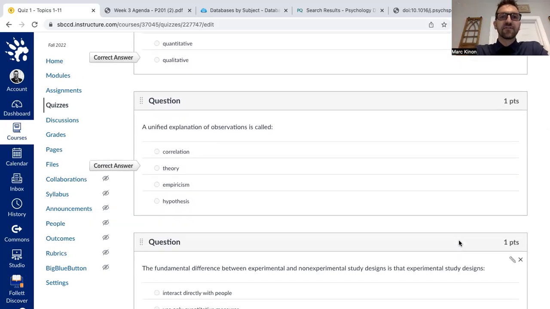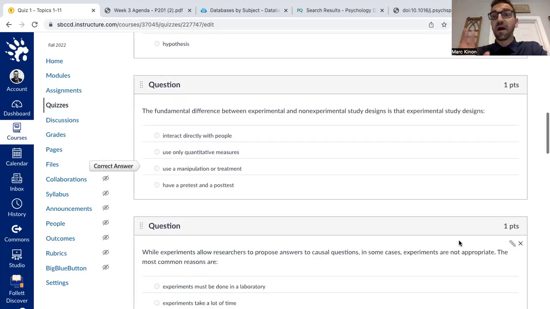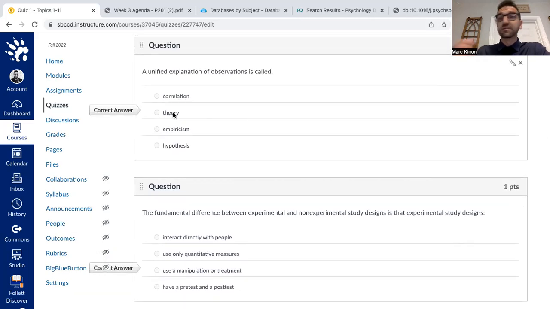A unified explanation of observations is called a theory. So data exists. You can collect data, you can calculate the relationship between gender and self-esteem, for example, and maybe you find that females tend to have higher self-esteem than males. So that is objective data. The theory is your explanation of why that is the case. So whereas there may be one set of objective data that you're looking at, there could be many different theories that explain that data. It's a very powerful concept. So theories aren't right. They're just an explanation for data.